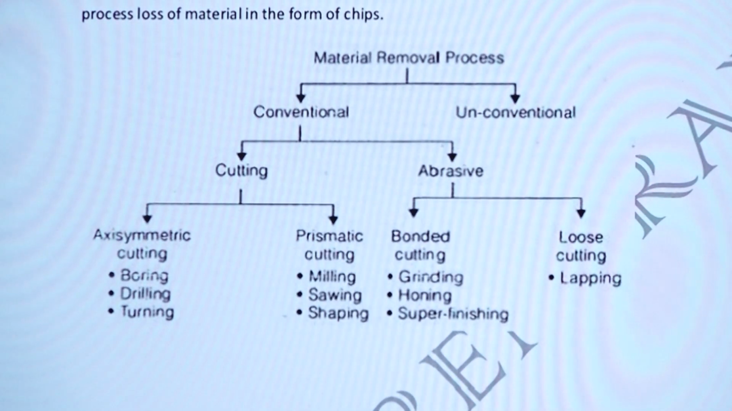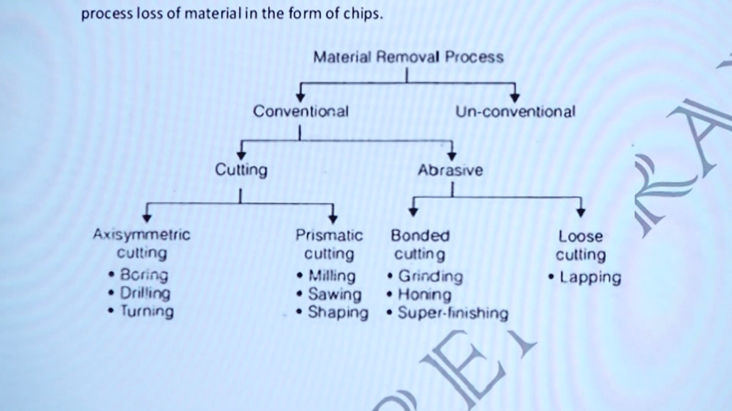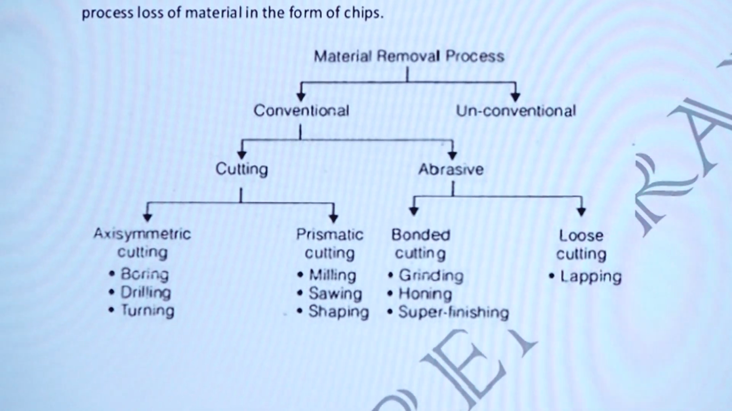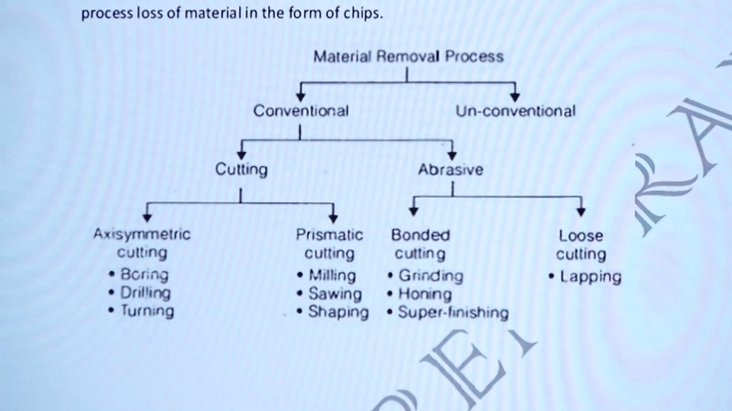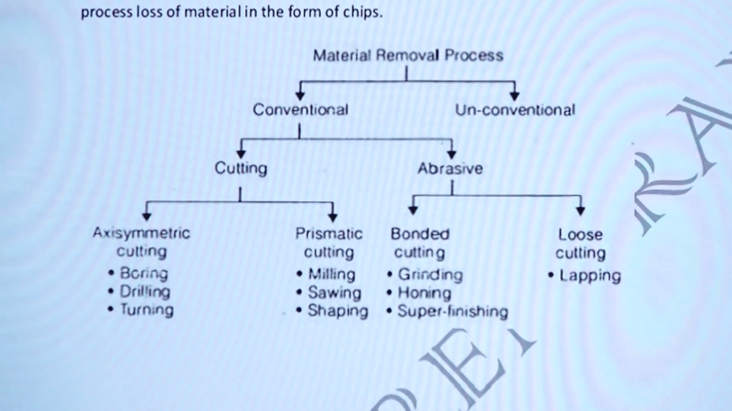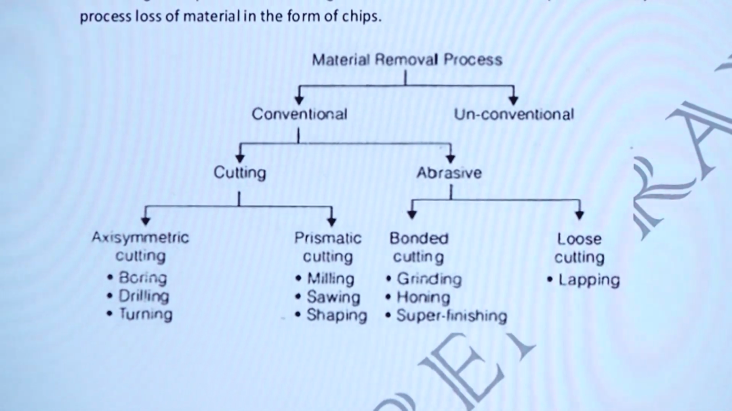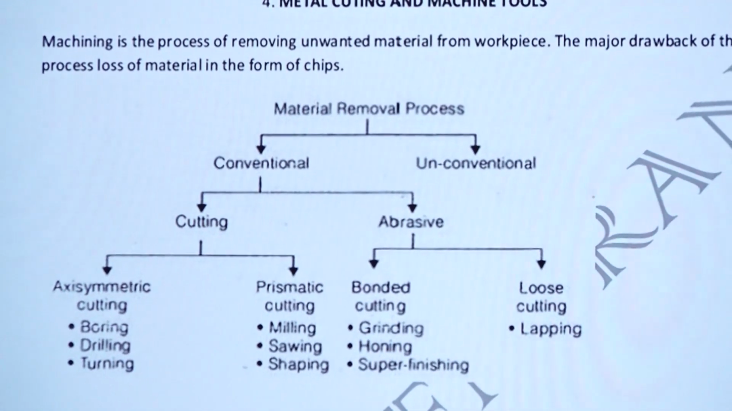In abrasive, we have bonded cutting and loose cutting. In bonded cutting, we have grinding, honing, and super finishing, which all come under bonded cutting. Loose cutting is lapping. In lapping, we use loose dust type abrasives.